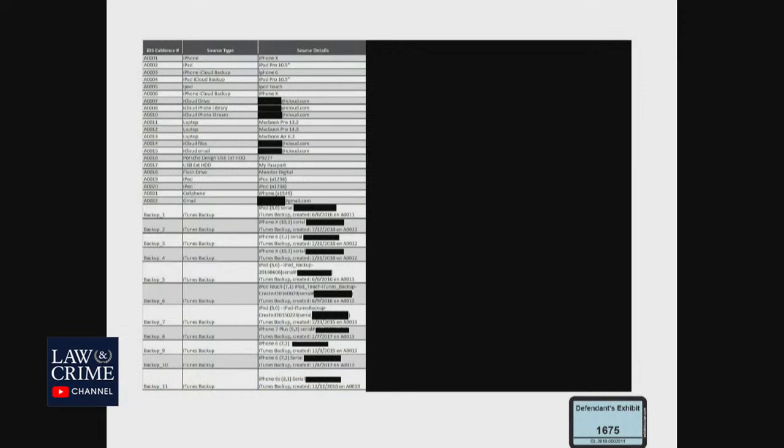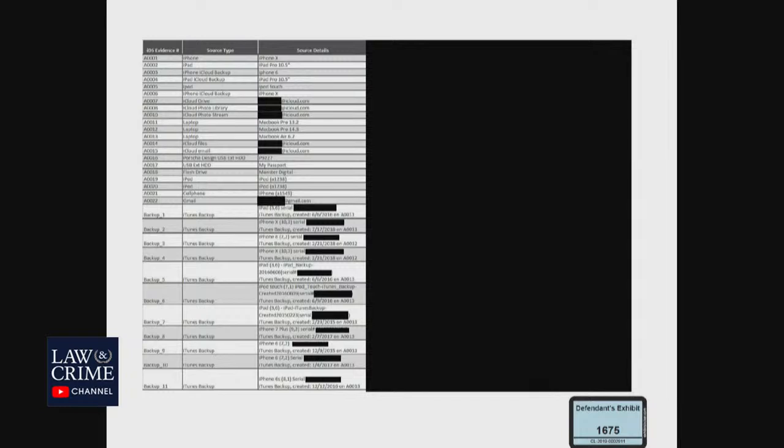And do you see the IDS evidence number column? Yes, I do. Do you see the source type column? Yes, I do. And the source details column? Yes, I do. Can you please describe what those columns mean? Generally, the IDS evidence number is the evidence number that we assign to a particular piece of evidence, and the type and details come from a description of that type of evidence based upon the collection set.